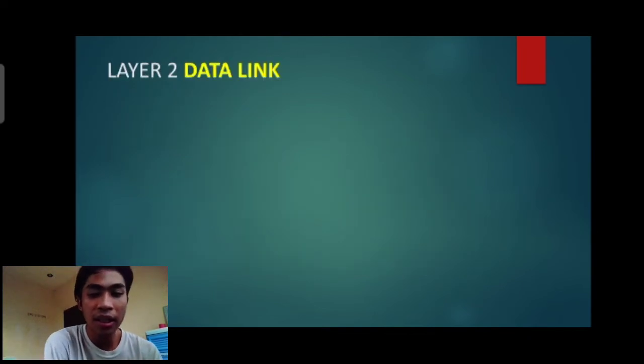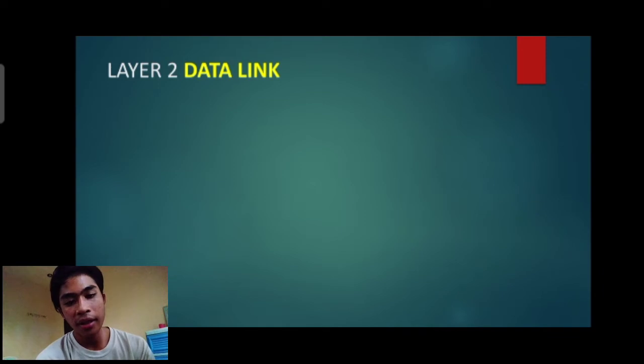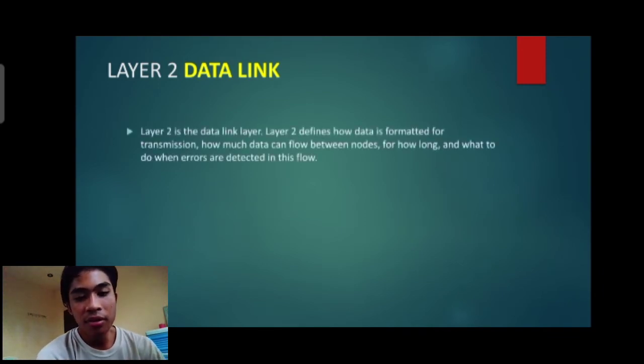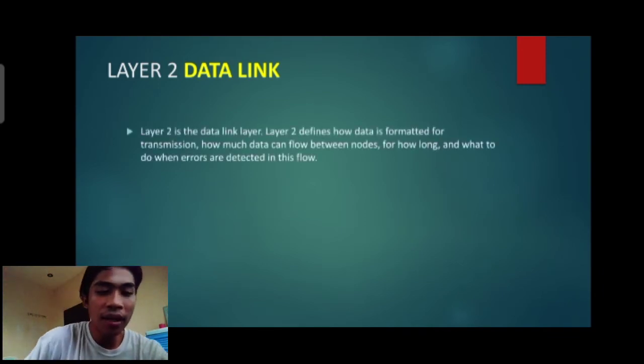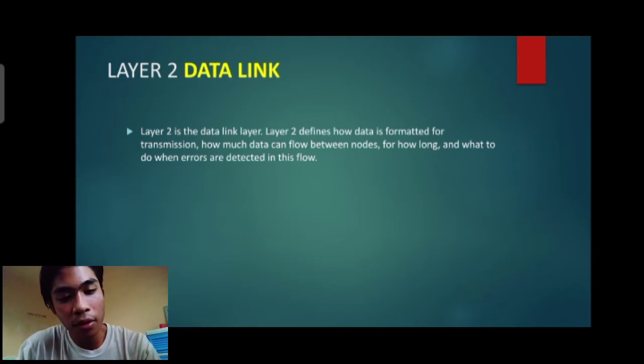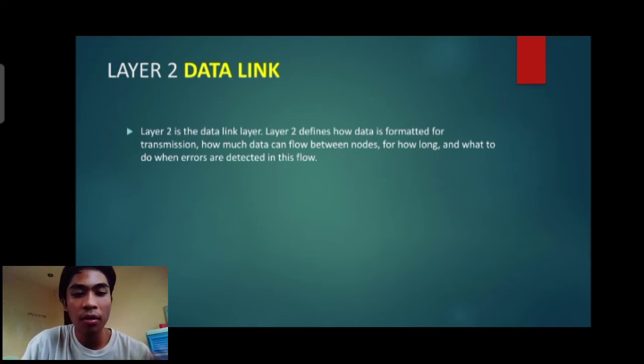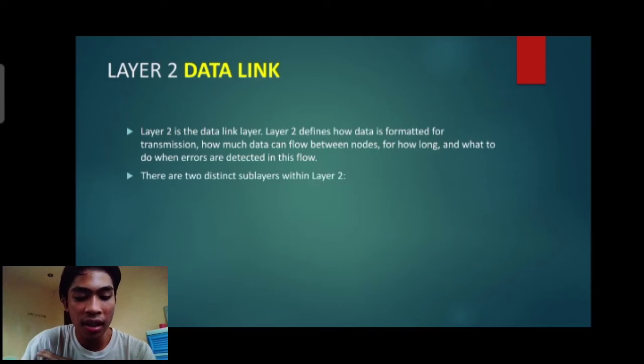So move on to layer 2, data link layer. Layer 2 is the data link layer. It defines how data is formatted for transmission, how much data can flow between nodes, for how long, and what to do when errors are detected in its flow. In other words, the data link layer acts like the administrator of a network, which controls the flow of information that flows around the network.